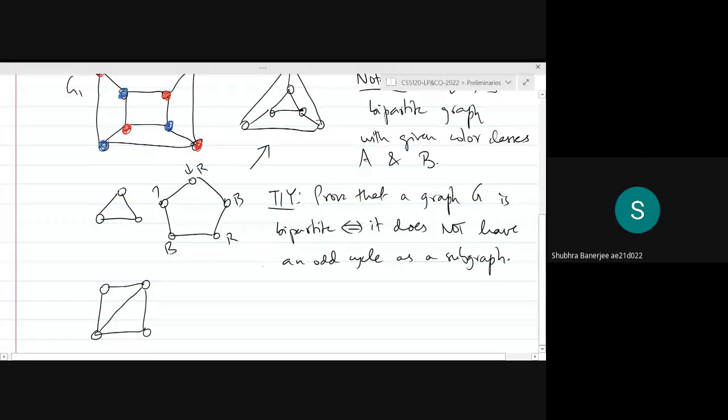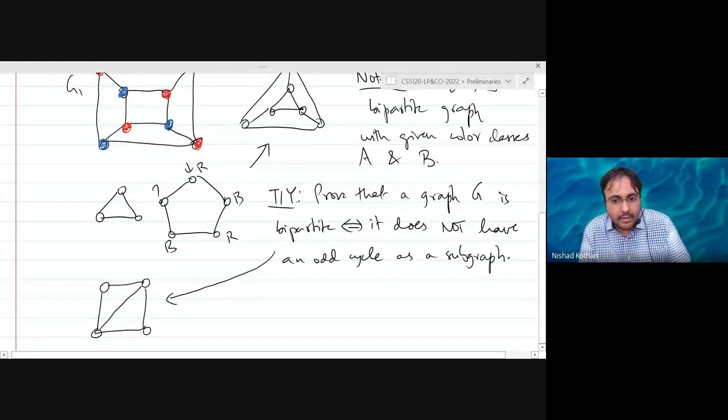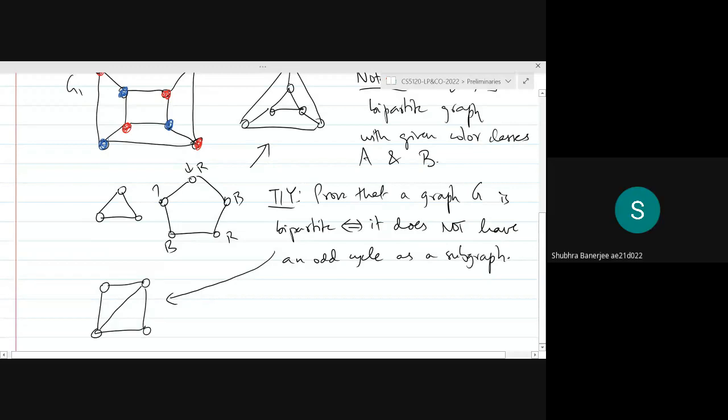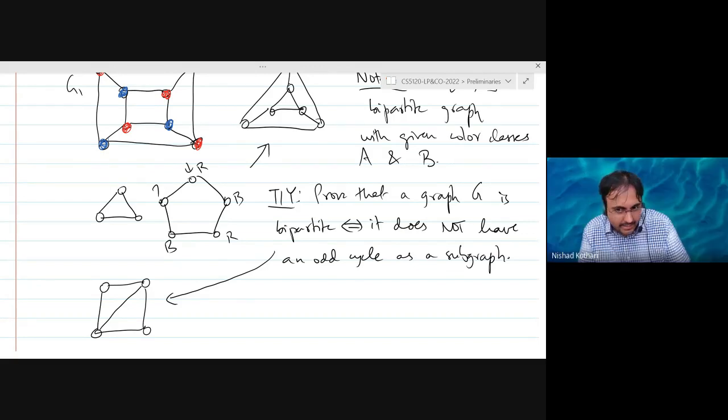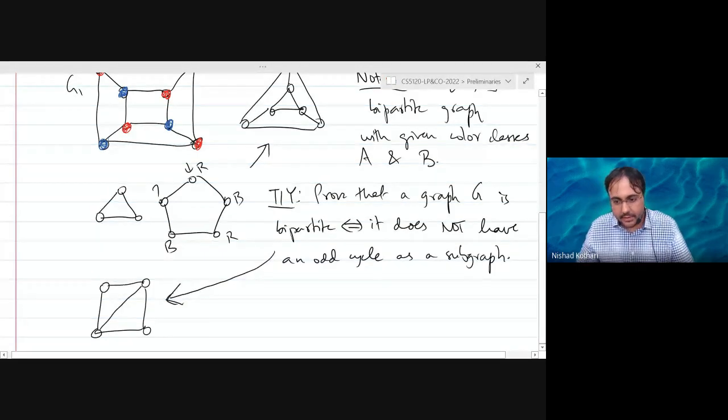Can you use this point here? It does not have an odd... Is it at least one odd cycle? It has an odd cycle, yes. So at least one. Can you use this result to explain why this graph is not bipartite?